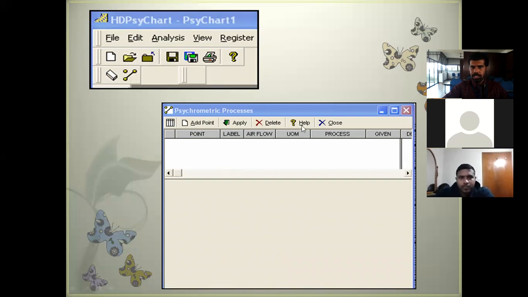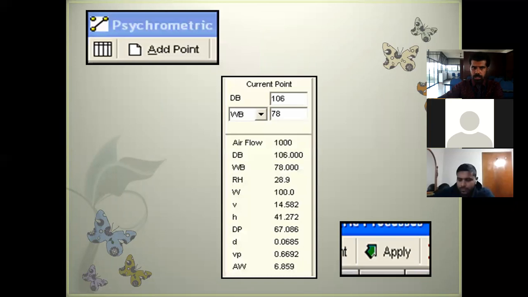This portion is known as the ribbon. Different topics will be given like this, and you can see three small dots right here. You just click that. When you click it, you will get this window, and you can give add point. You have to click there, add point. When you give add point, you will get a window like this.